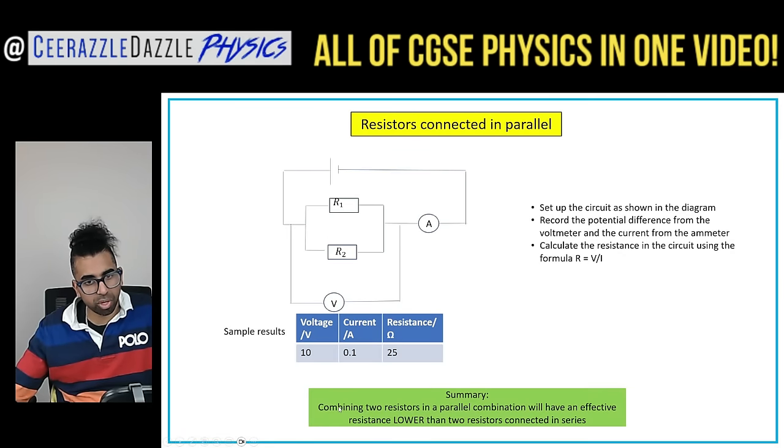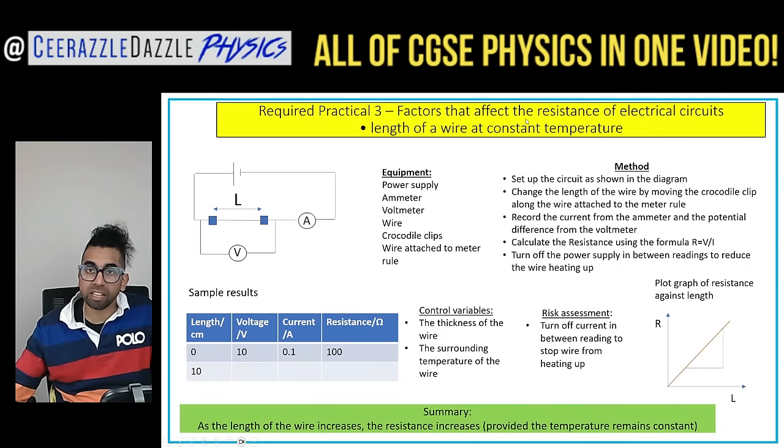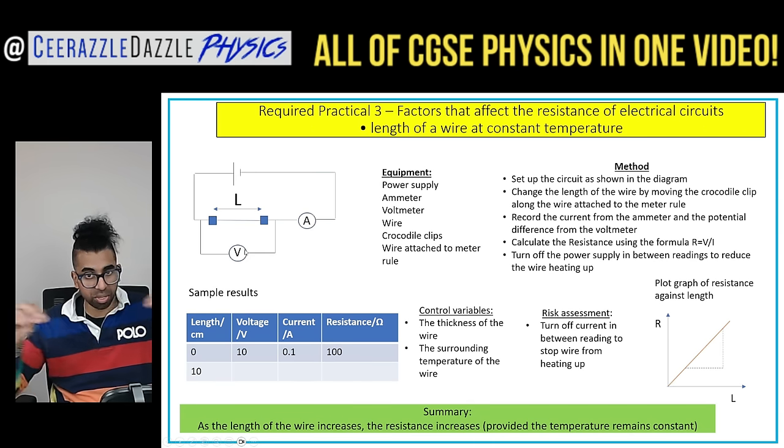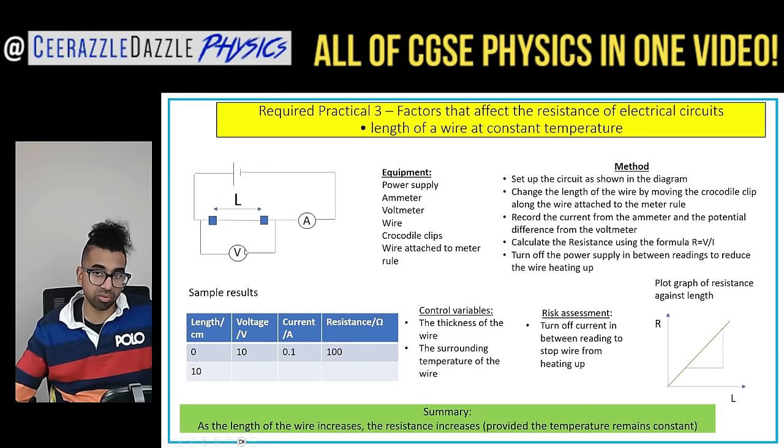So once again, summary: combining two resistors in a parallel combination will have an effective resistance lower than the two resistors connected in series. Required practical three, factors that affect the resistance of electrical circuits: the length of wire at a constant temperature. You're going to change the length of the wire and see what happens to the resistance of the wire. You need a power supply, an ammeter, a voltmeter, the wire itself, crocodile clips, and the wire should be attached to a meter ruler.